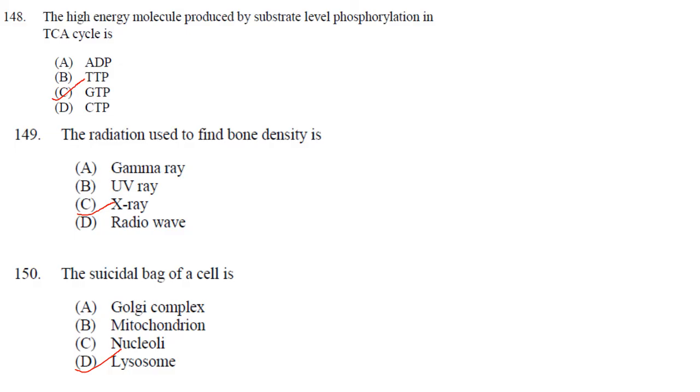The next one. Suicidal bag of a cell, that is lysosome. Answer is option D. Lysosomes are called suicidal bags of cells because they contain hydrolytic enzymes. If the cell is damaged, the lysosomes undergo autolysis and burst open. This results in the release of these hydrolytic enzymes. The released enzymes then digest their own cell and ultimately the cell dies. Hence they are called suicidal bags of the cell. So that's it.